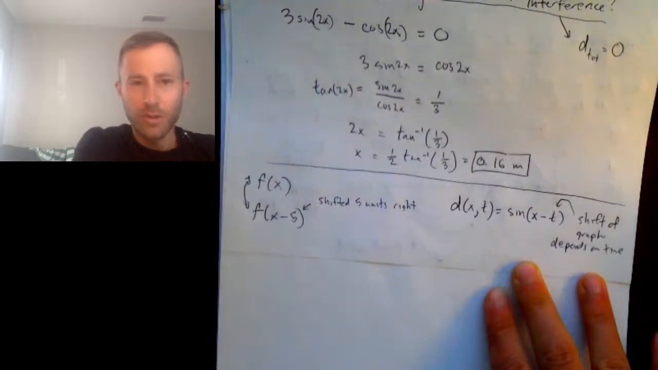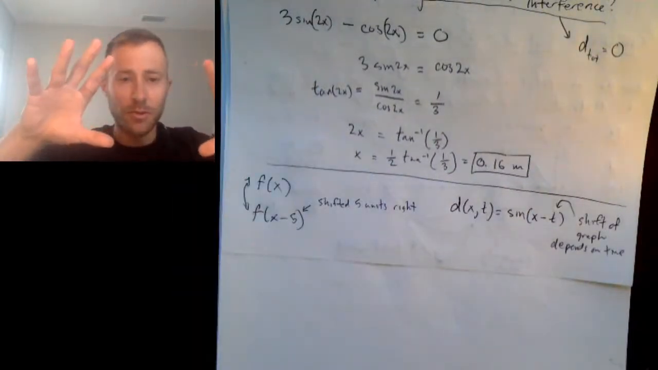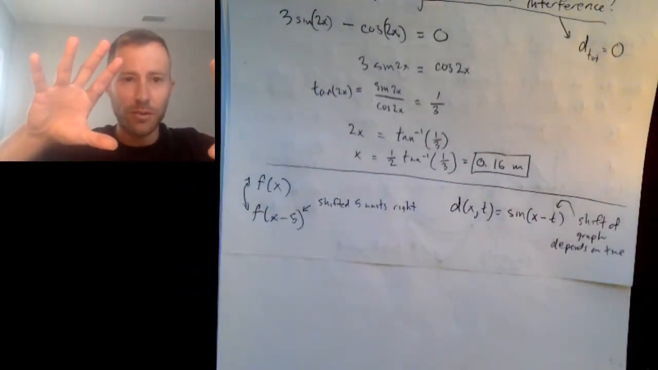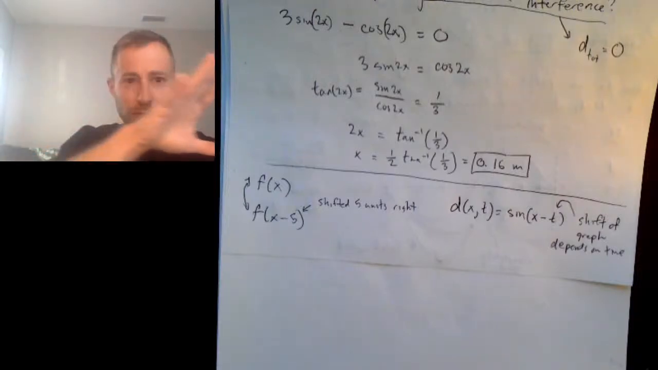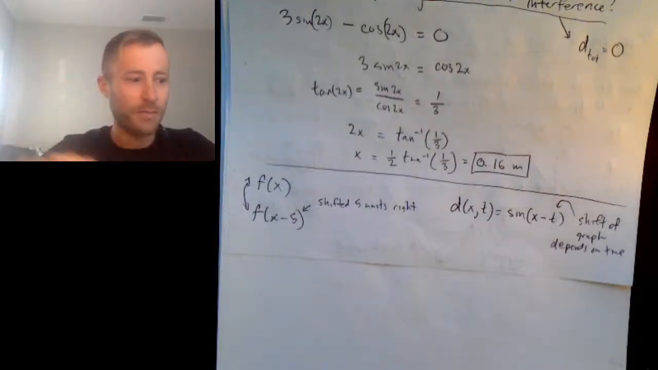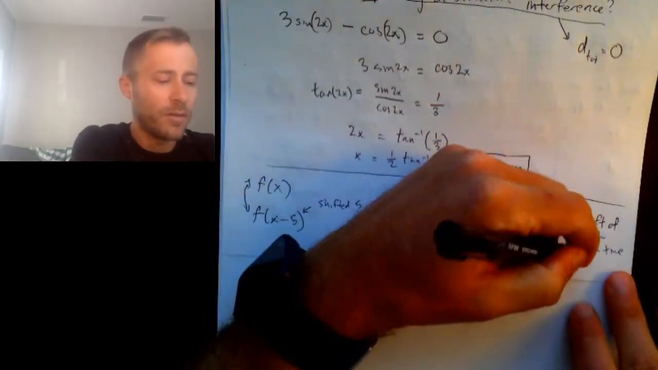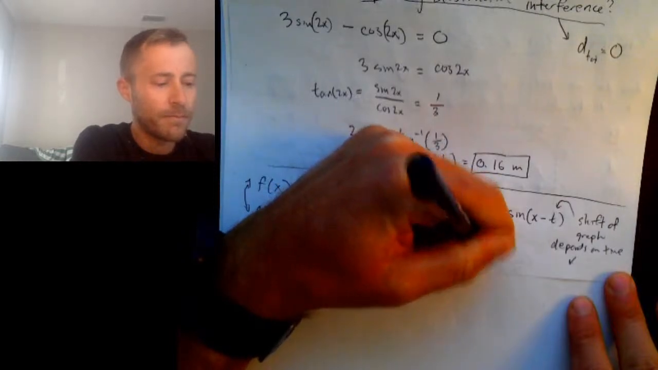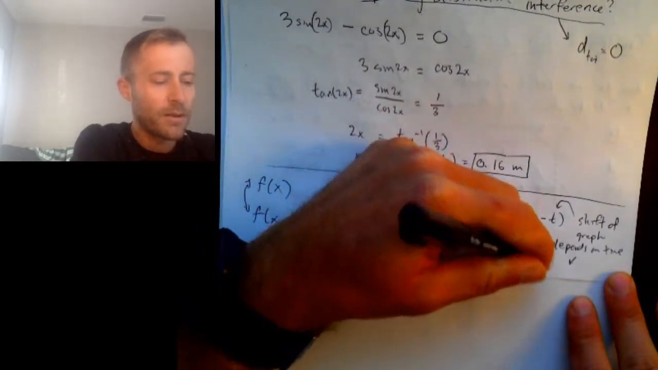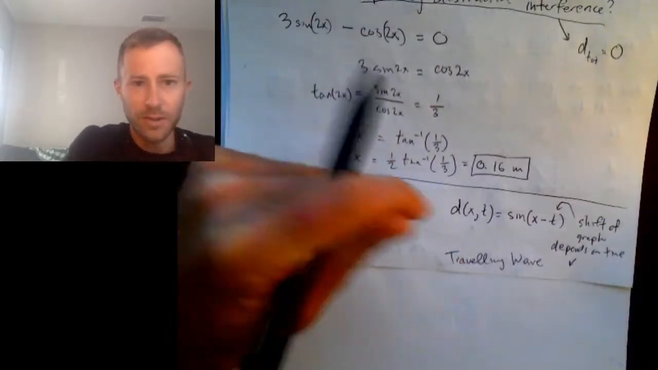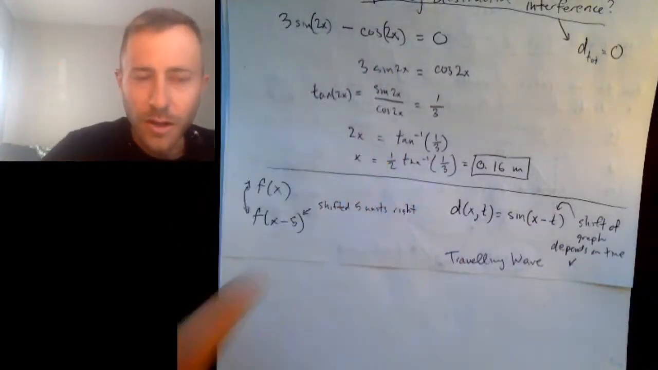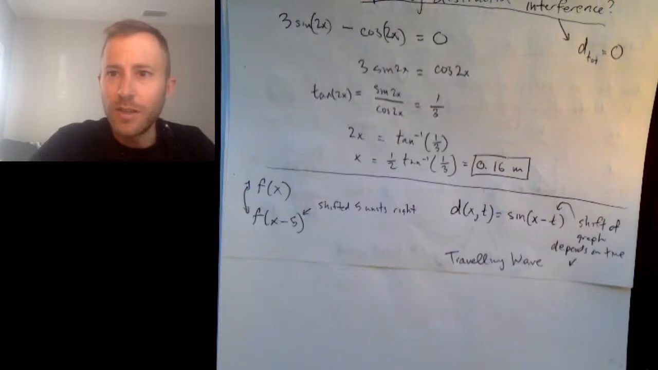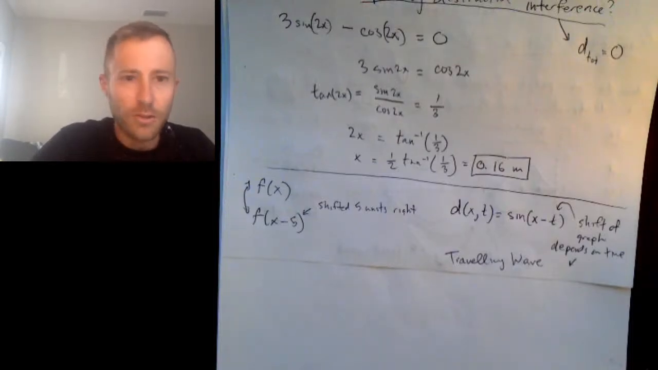So the graph, if we look at a displacement versus position graph, as time goes on, it's going to maintain the same shape, but it's going to shift to one side or the other side. And so that is called a traveling wave. So a traveling wave has a time-dependent shift. So I wanted to show you Desmos, and so we can see how that looks.